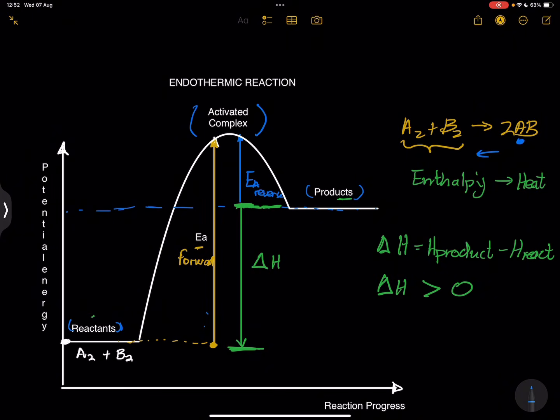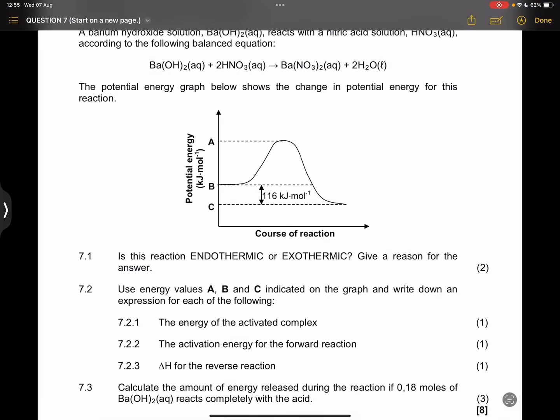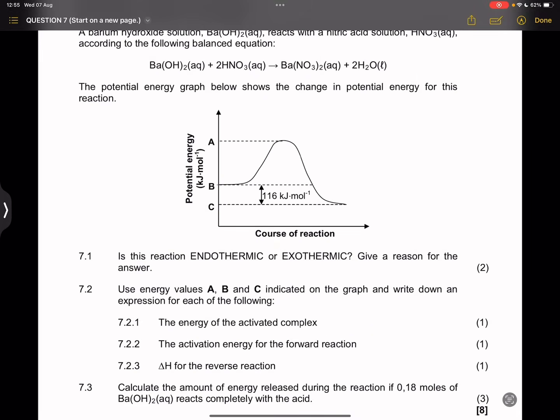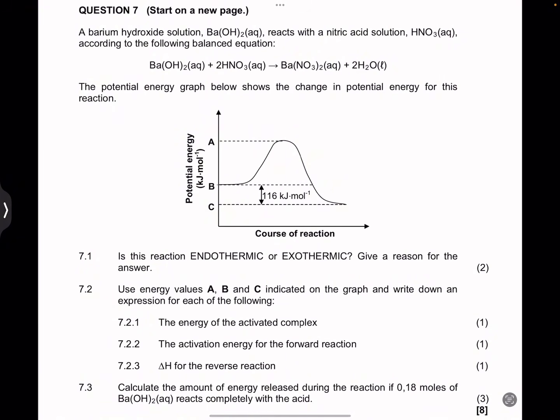Right, now let's take an example and see how to apply this in practice. Have a look at this question. They say to us, we've got a barium hydroxide solution that reacts with nitric acid solution, according to the following reaction. They give us the reaction there, and they say the potential energy graph below shows the change in potential energy for this reaction.